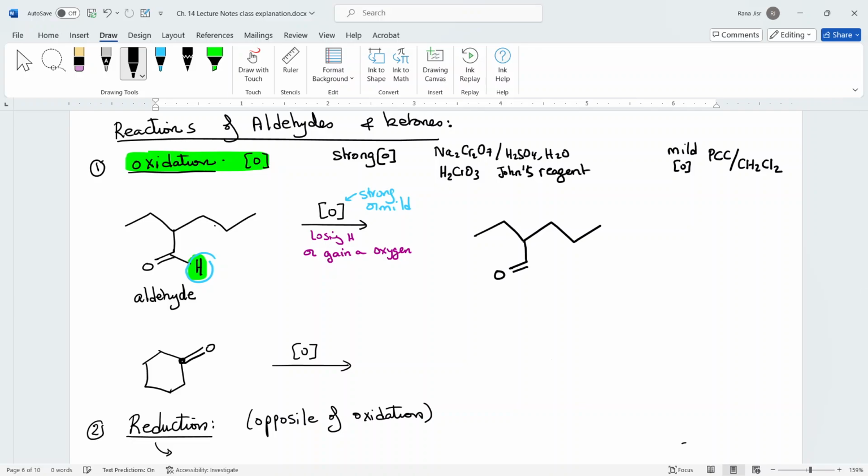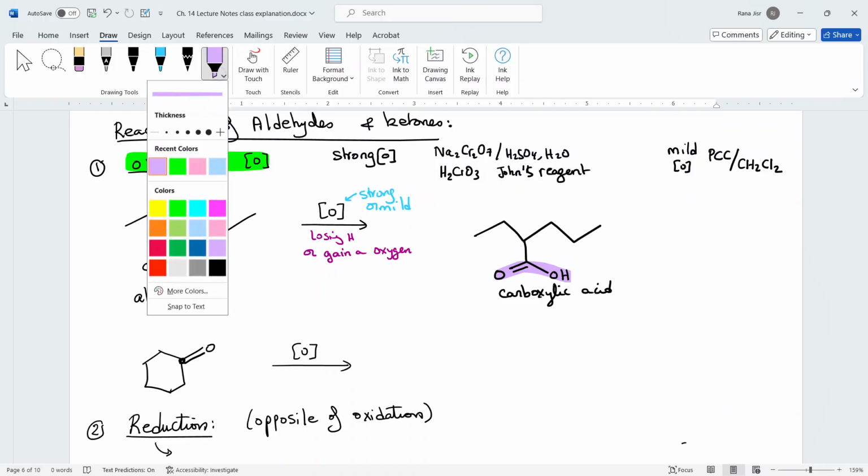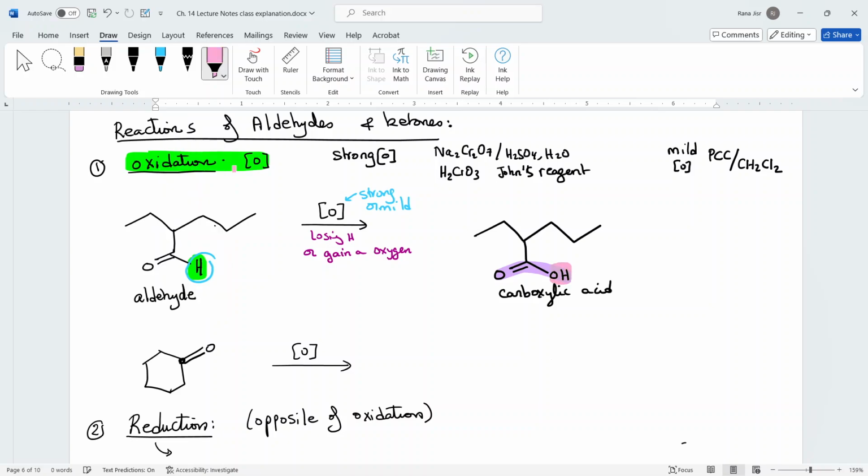I have my carbonyl, but the hydrogen on the carbonyl will turn into an OH. So my product of the oxidation is a carboxylic acid, because this is a carboxylic acid functional group. Always, aldehydes are oxidized with a strong or mild oxidizing agent to a carboxylic acid. The number of carbons stays the same, everything stays the same, but the hydrogen of the aldehyde turns into an OH. Let's go ahead and highlight that OH in there.